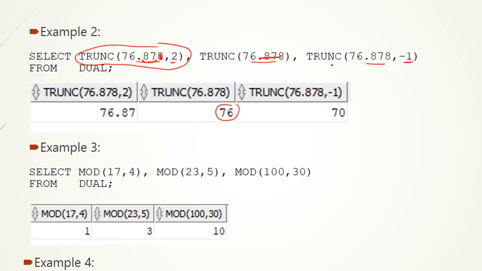The output of the third function, trunc 76.878, -1, means truncate at the units place, so remove all these digits. The 7 is in the tens place, so it returns 70, not 7. It returns 70 because 7 is in the tens place. This is the output of trunc 76.878, -1. If you put -2, it returns 0 because it removes everything.